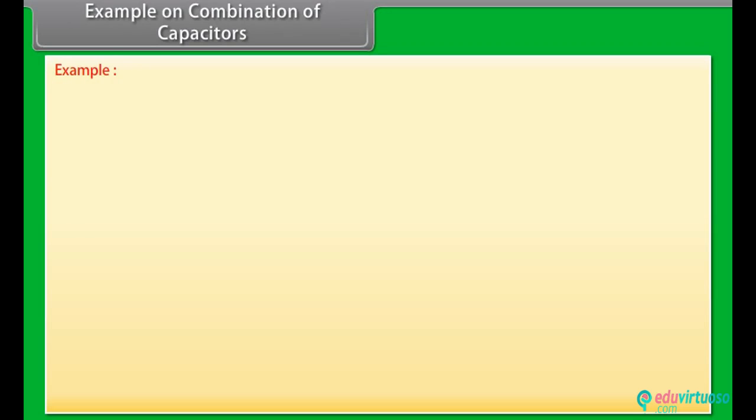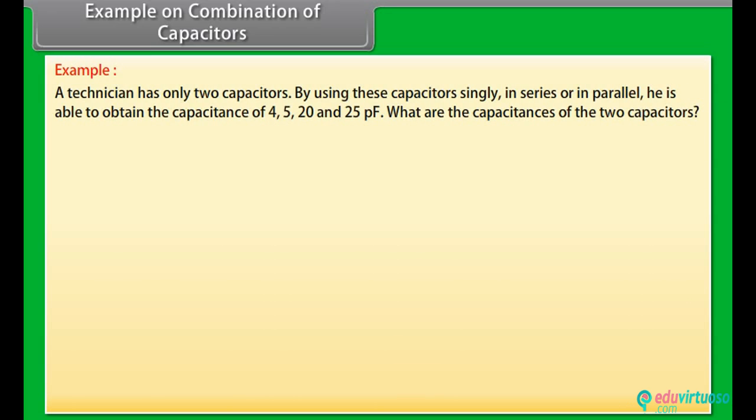Example on combination of capacitors. Let's take an example on combination of capacitors. A technician has only two capacitors. By using these capacitors singly, in series or in parallel, he is able to obtain the capacitance of 4, 5, 20 and 25 picofarad.